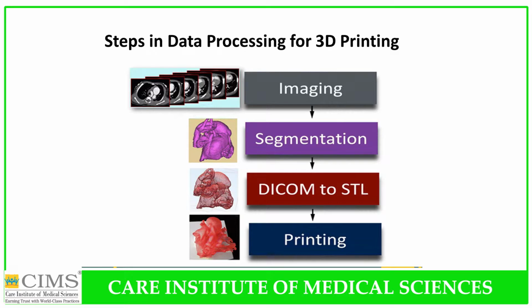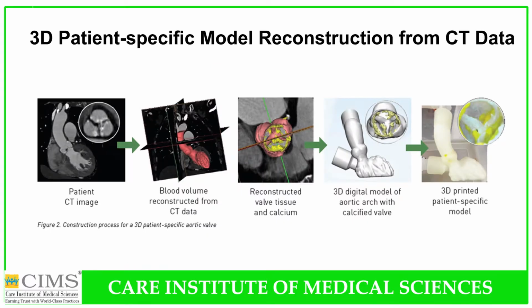The steps in data processing for 3D printing include the first step being CT imaging, three-dimensional in nature, followed by segmentation, followed by conversion of DICOM images and DICOM movie to the STL stereolithographic imaging, and finally printing of the 3D model. This shows 3D patient-specific model reconstruction from CTA data.